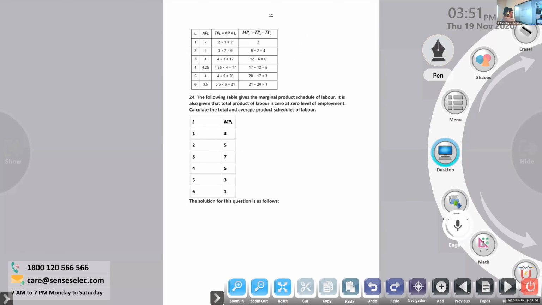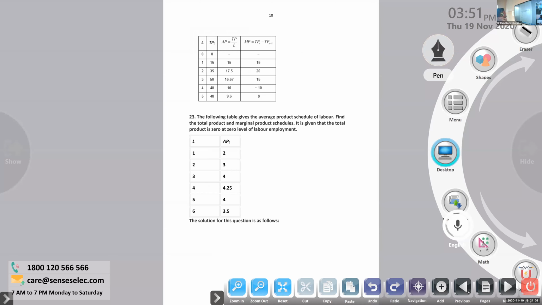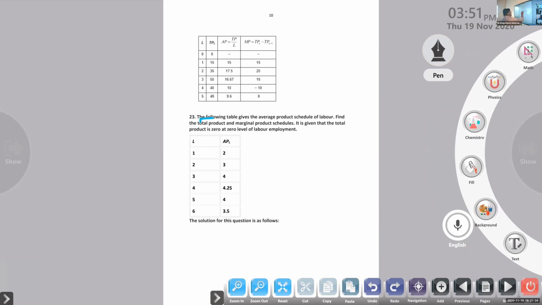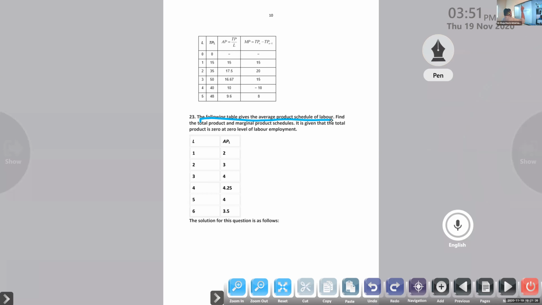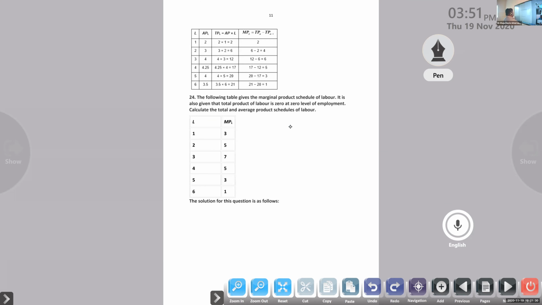This is the 23rd question for you. The following table gives the average product schedule of labor. Find the total product and marginal product schedules. It is given that the total product is zero at zero level of labor employment. So what do we want to find here? The total product and marginal product. The equation is here and the application also is here.